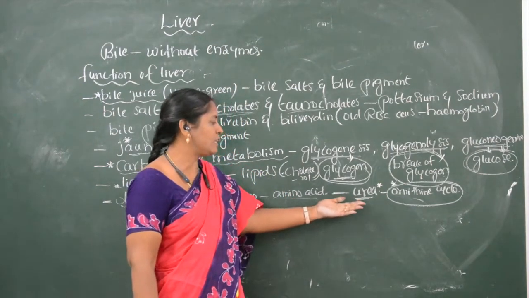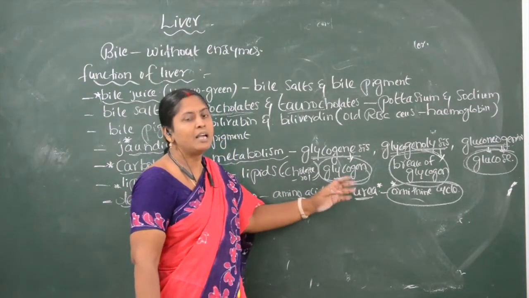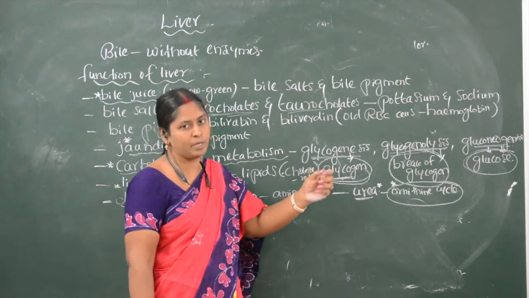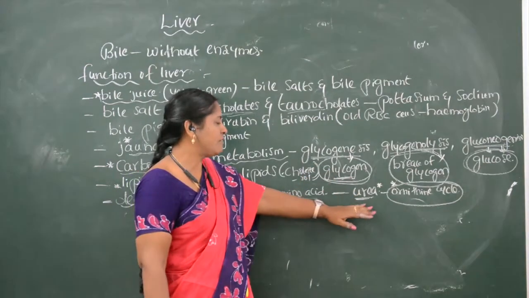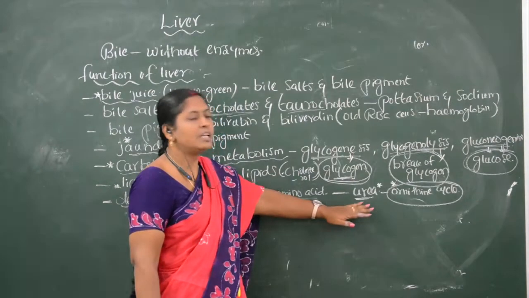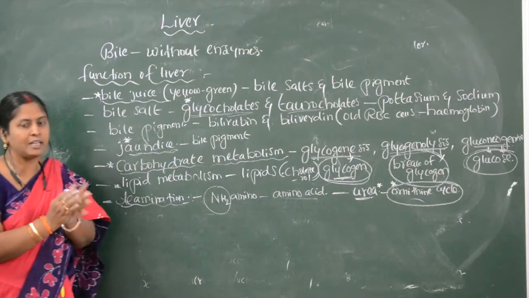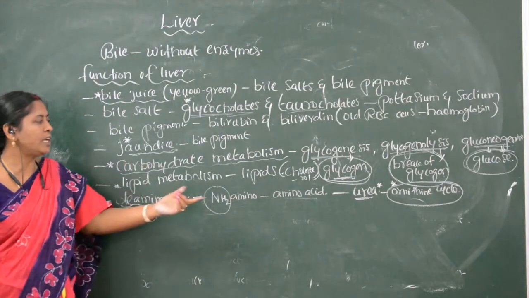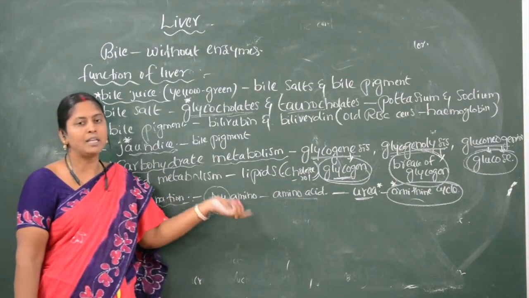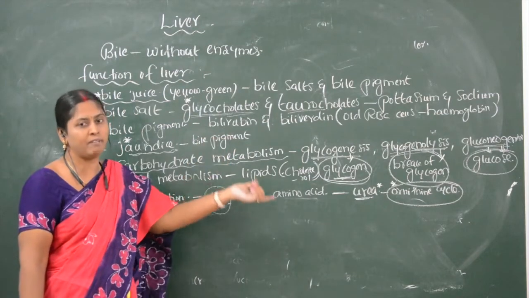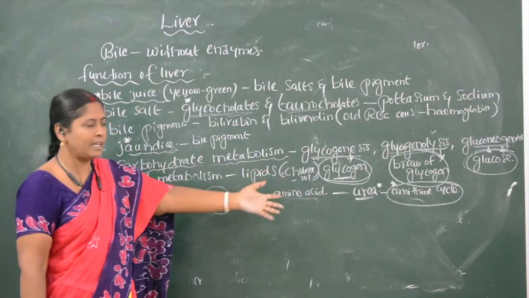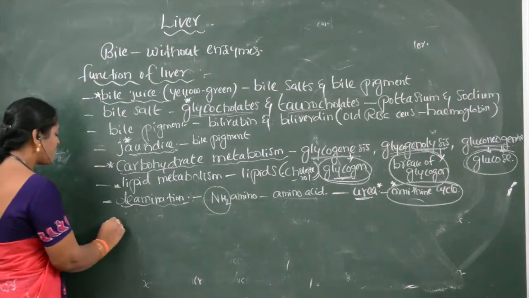Urea is nothing but the excretory waste material which comes out in human beings. The excretory material which is coming out, we call urea, or we can say a nitrogenous waste material is urea. So how is urea formed in our body? Urea is formed in the body with the help of the liver by the ornithine cycle. That is one of the functions.